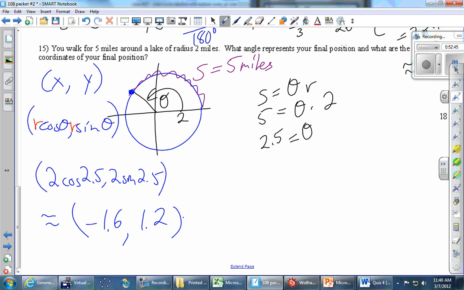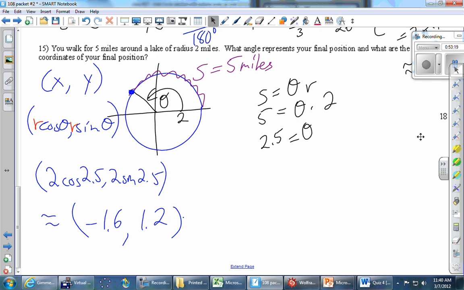Let's see if those answers make sense. This is saying from the center of the lake, we are now 1.6 miles west and 1.2 miles north. Did the signs of those numbers make sense? The X is negative because we went left. Y is positive because we went up. Does it agree with the all students take calculus thing? In the second quadrant, all these giggling, you guys are so immature. So in the second quadrant, only sine is supposed to be positive. So only the Y coordinate is positive, the X is negative.